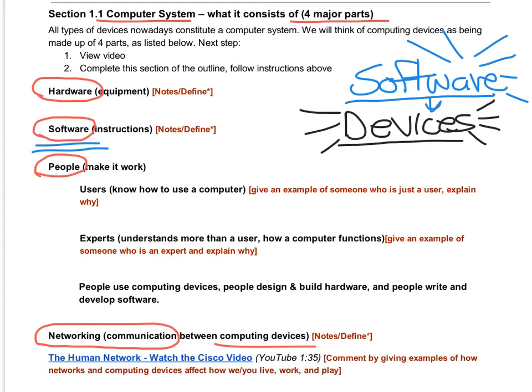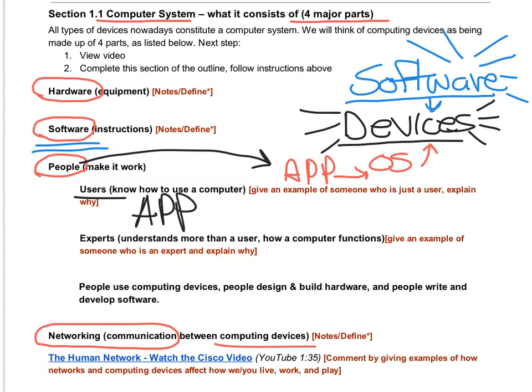And then we'll talk about some specific softwares like the operating system that communicates with a device, and then an application that communicates with the operating system. And who communicates with the application? People, typically. Users typically communicate with some type of app or application that tells the operating system what to do in reference to the hardware.